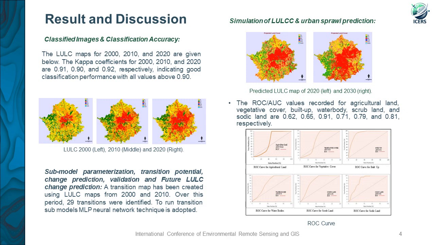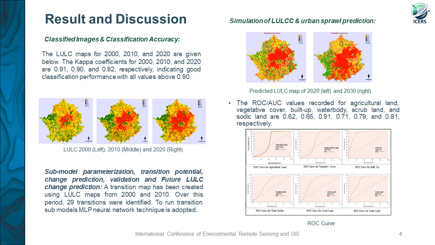A transition map has been created using LULC maps from 2000 and 2010. Over this period, a total of 29 transitions were identified. To run transition submodels, the MLP neural network technique was adopted. Simulation of LULCC and urban sprawl prediction. These two images on the upper right side of the slide show the predicted map of 2020 on the left and 2030 on the right.